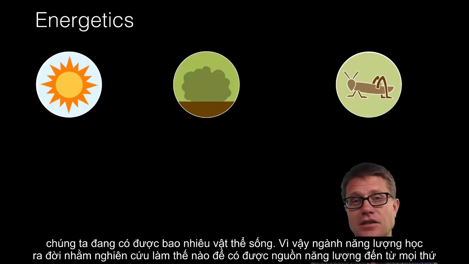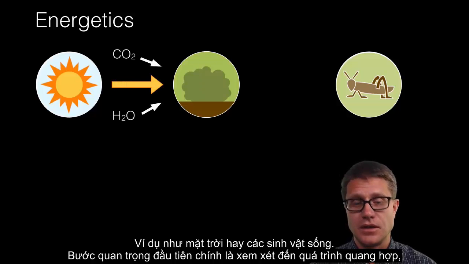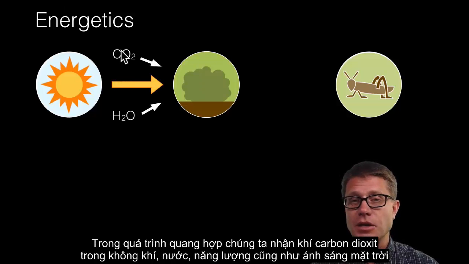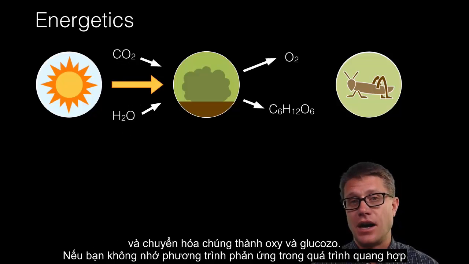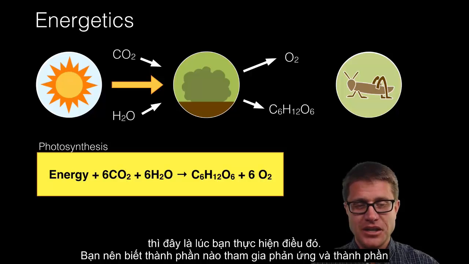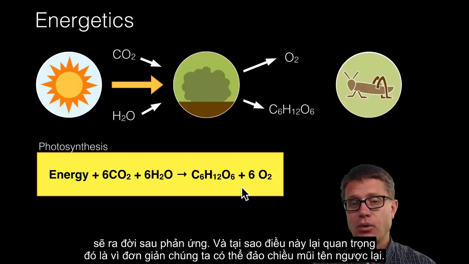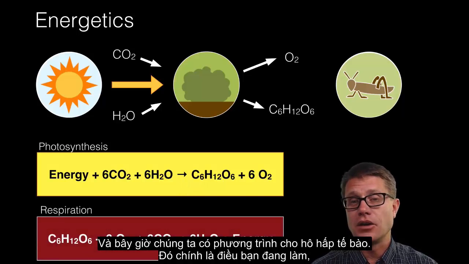And so energetics is the study of how energy gets from something like the sun into organisms. What's the most important first step is going to be photosynthesis. In photosynthesis, we take carbon dioxide in the air, water, and the energy in sunlight, and we convert that into oxygen and glucose. If you haven't memorized the equation for photosynthesis, now is the time to do it. You should know what's going into the reaction and what's coming out of the reaction. And why that's important is we can simply turn the arrow around, and now we have the equation for cellular respiration.